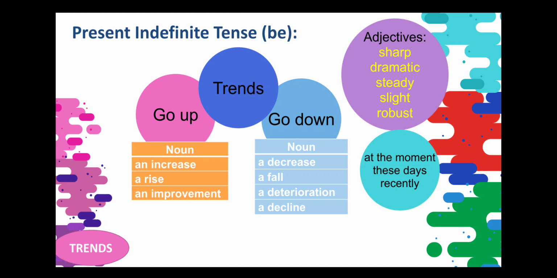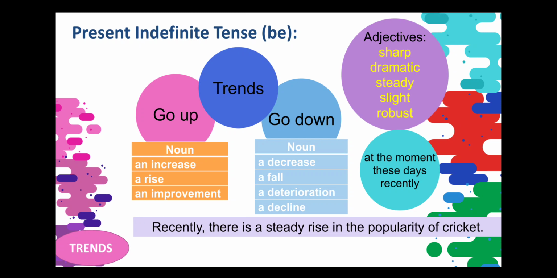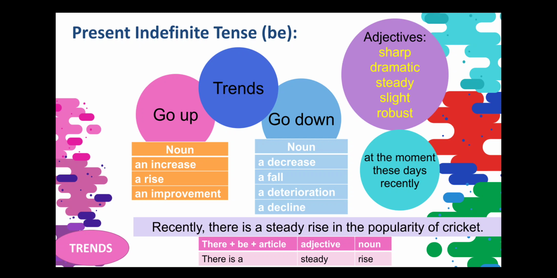At the moment, these days, recently are the time adjuncts. And here is an example. Recently, there is a steady rise in the popularity of cricket, and you can see that we have steady rise. So there is a in the beginning, and then we have the adjective steady and the noun rise.